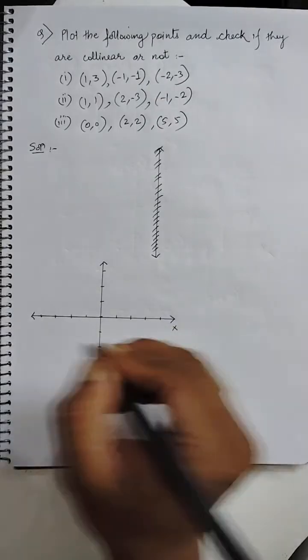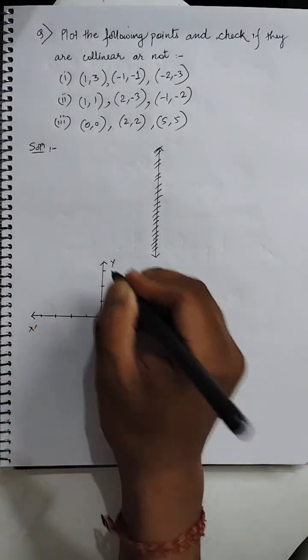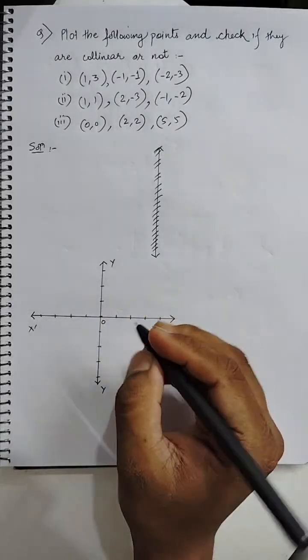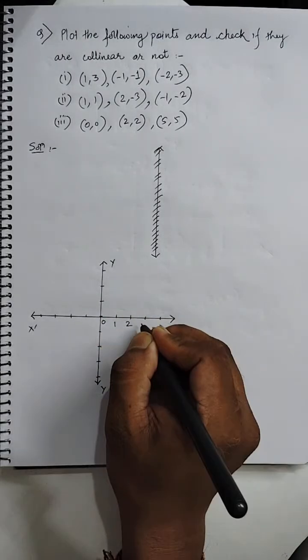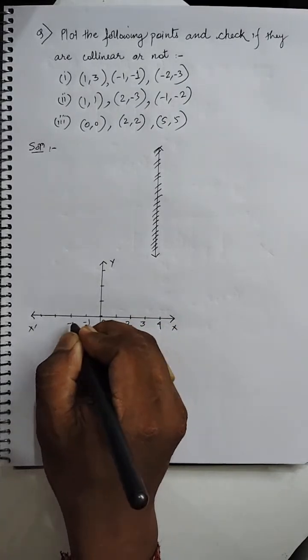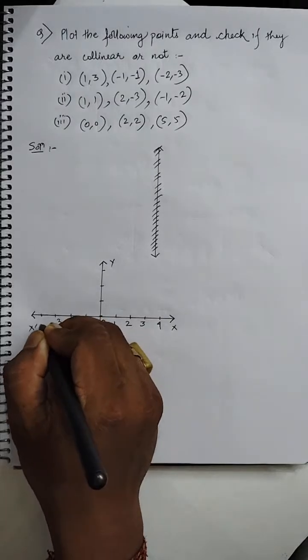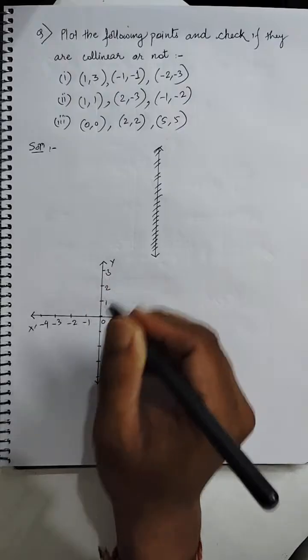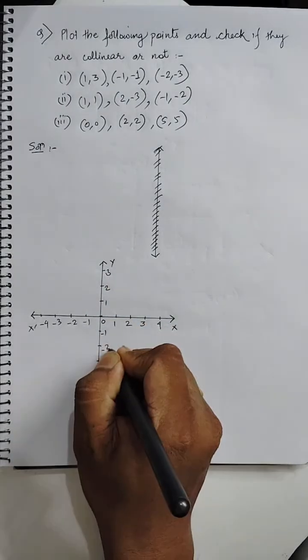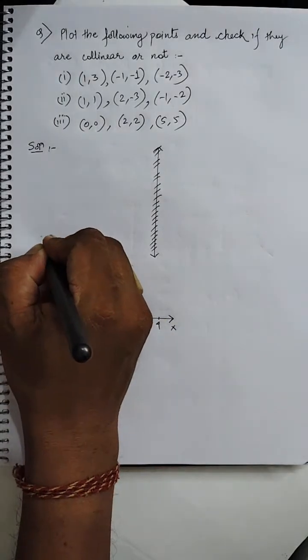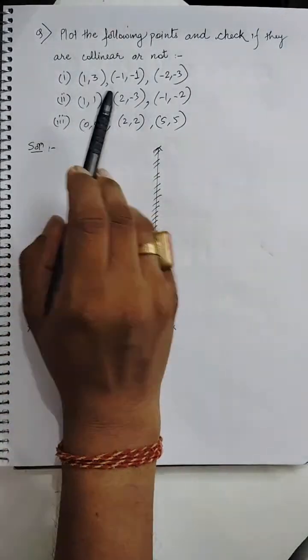So this is x, x dash, y, y dash, and origin O. So this is 1, 2, 3, 4. This is -1, -2, -3, and -4. This is 1, 2, and 3. This is -1, -2, and -3. So this is the solution for question number 1. Okay, so let's plot the points.